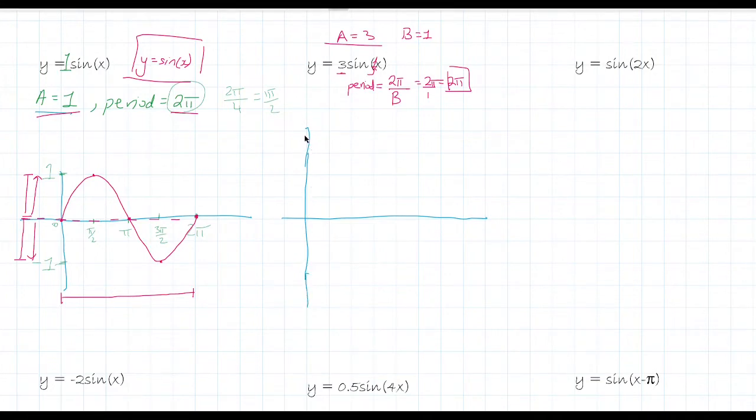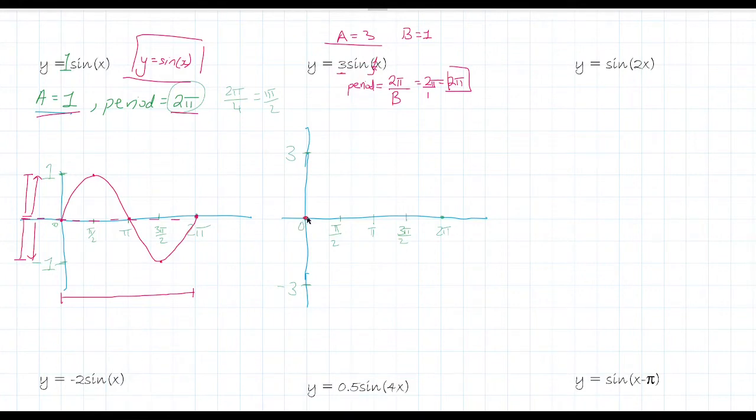So our amplitude is 3, so let's mark in 3 and -3. And it's a sine graph, so we're going to begin at 0. And our period is 2 pi. So let's mark in 2 pi. And again, let's split it into 4 parts. So 2 pi divided by 4 was half pi. So if we mark in our points, this will be pi on 2, this will be pi, 3 pi on 2, and 2 pi.